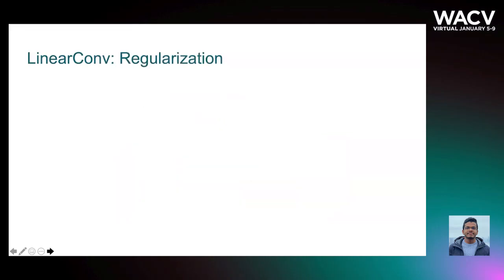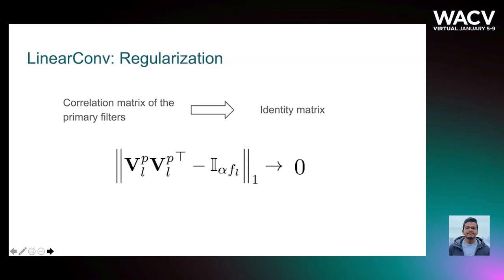To make the primary filters linearly independent, we propose a regularization loss based on correlation. The idea is to force the correlation matrix of the primary filters to be the identity matrix. We do this by approximating the L1 distance of this term, which is the difference between the correlation matrix of the primary filters and the identity matrix, to be 0.